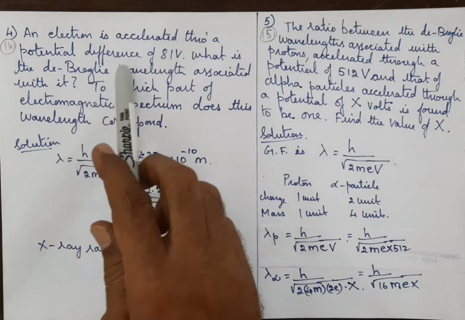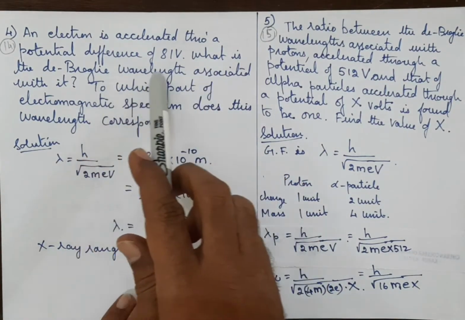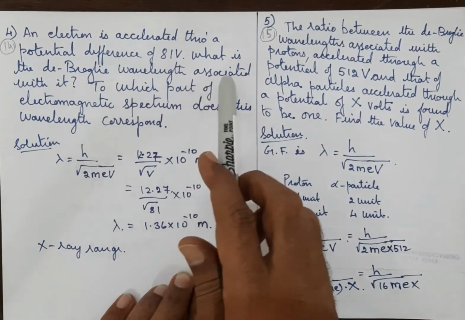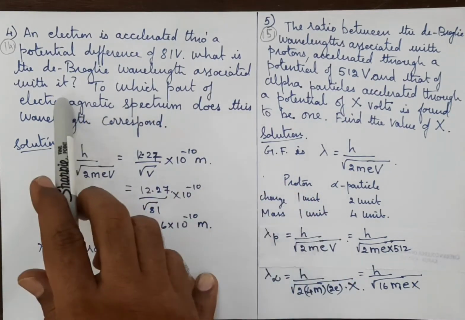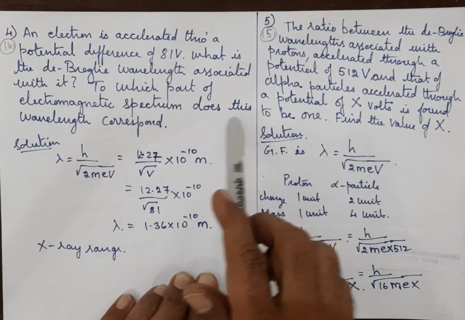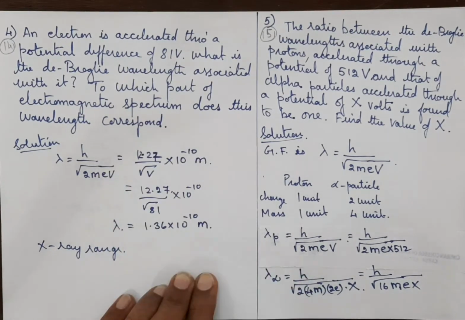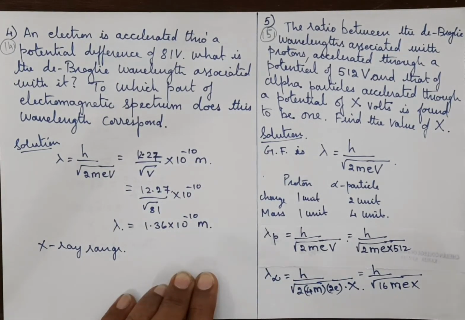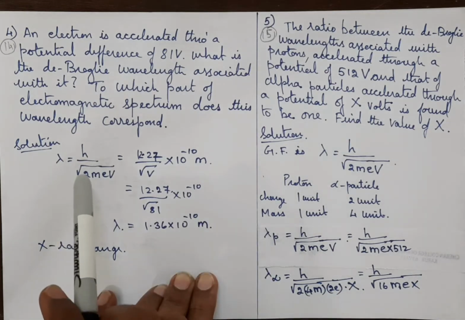An electron is accelerated through a potential difference of 81 volt. What is the de Broglie wavelength associated with it? To which part of the electromagnetic spectrum does this wavelength correspond to? So first we calculate the de Broglie wavelength and then we will find out in which range it lies.